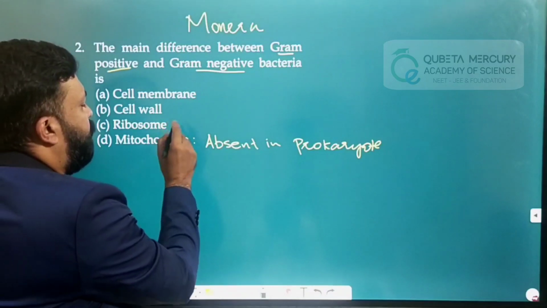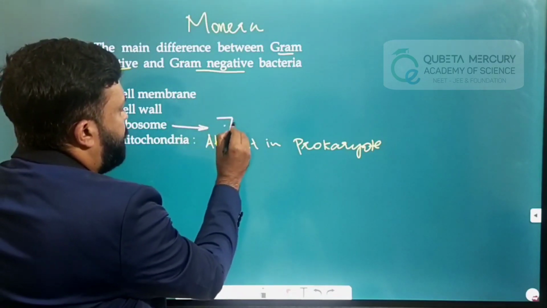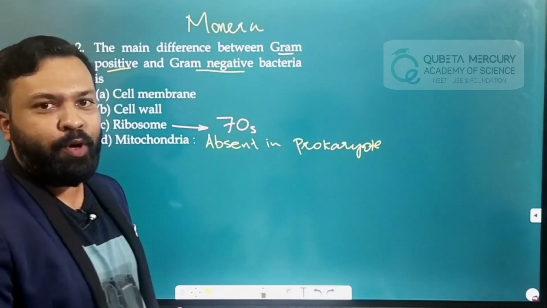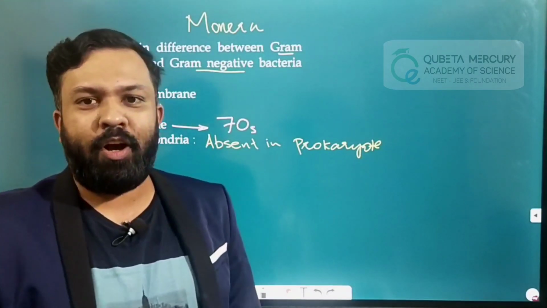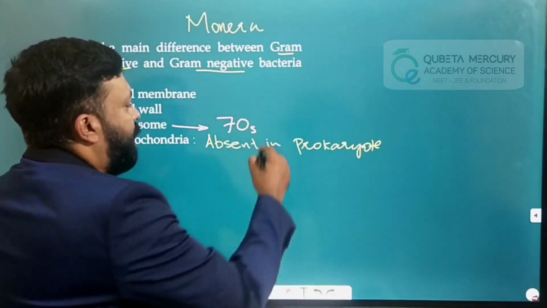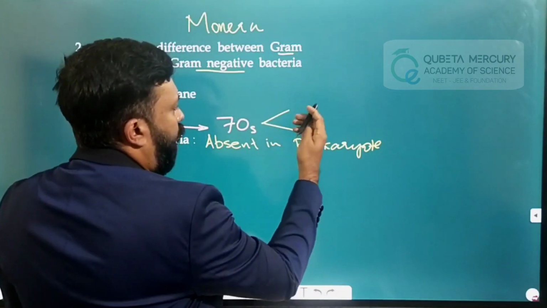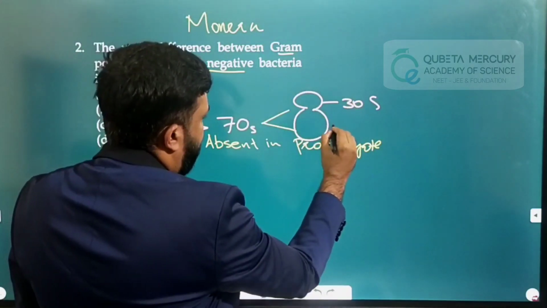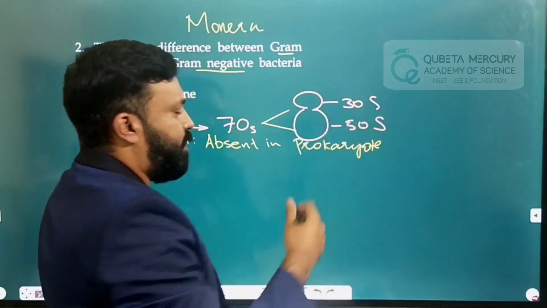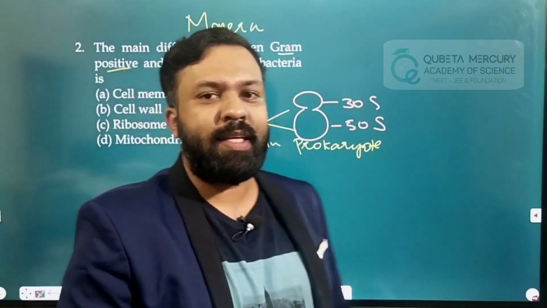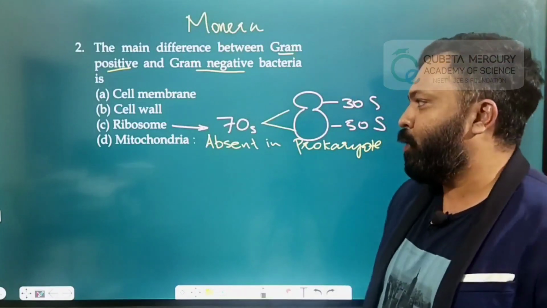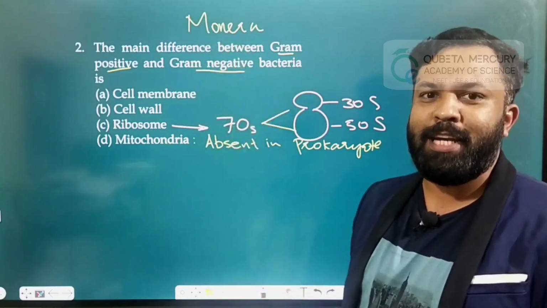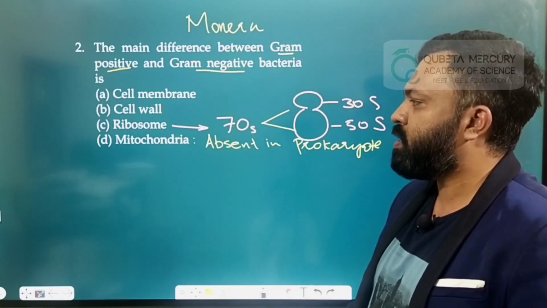And regarding ribosome, the ribosomes are 70S in all these prokaryotic members, where S is the sedimentation coefficient called the Svedberg unit. The 70S ribosome is made of a smaller 30S subunit and a bigger 50S subunit. So there is no difference in the ribosome of gram-positive and gram-negative bacteria. Let us leave that option too.